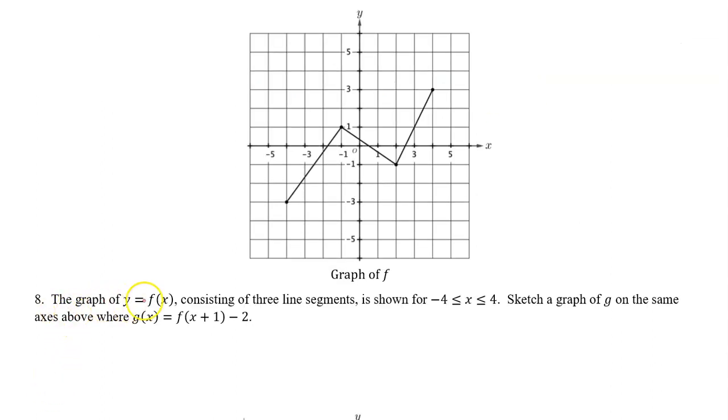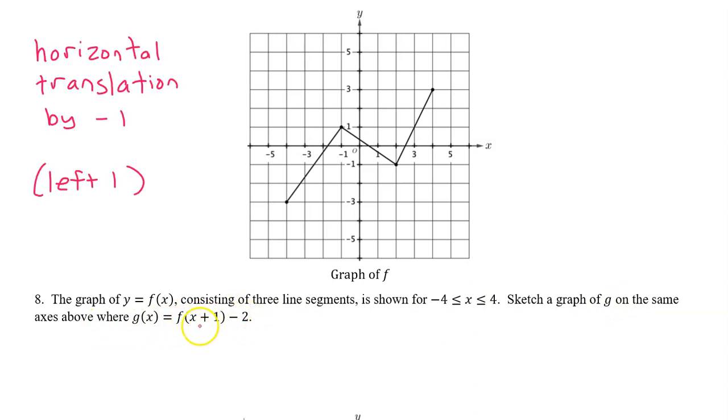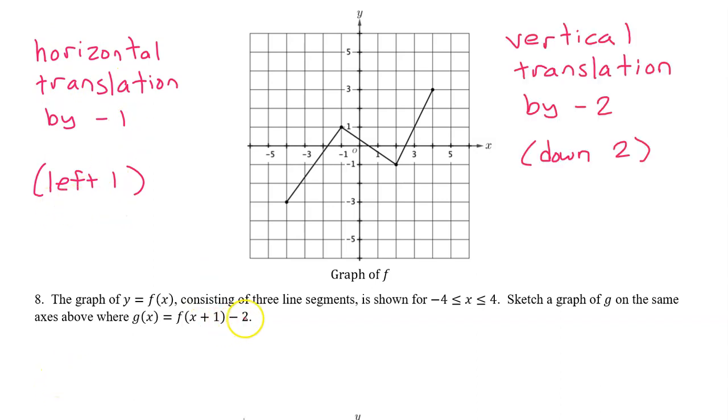Number 8. The graph of y equals f of x consists of 3 line segments as shown on the closed interval from negative 4 to 4. Sketch the graph of g on the same axes above, where g of x equals f at x plus 1 minus 2. The x plus 1 on the inside means a horizontal translation by negative 1. In other words, left 1. This minus 2 on the end means a vertical translation by negative 2, so down 2.